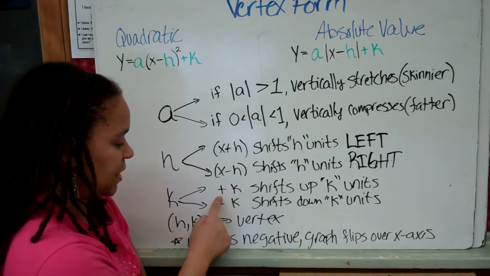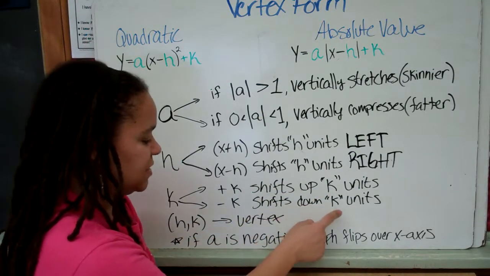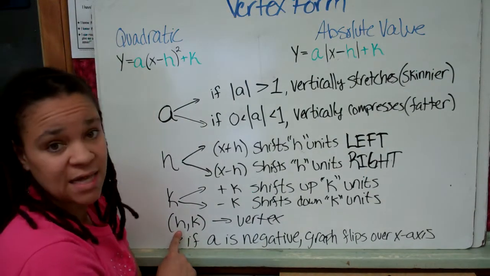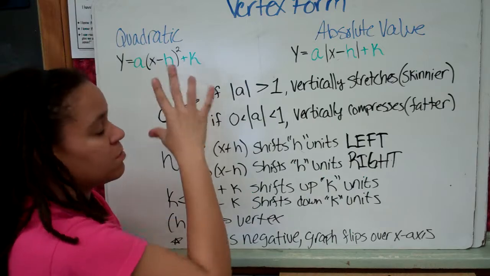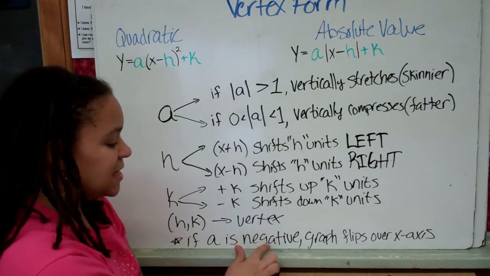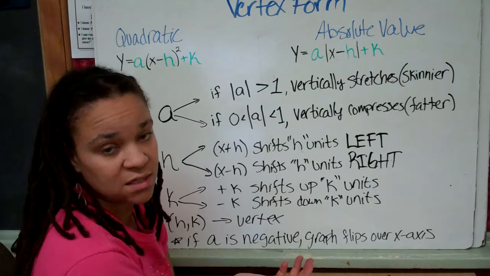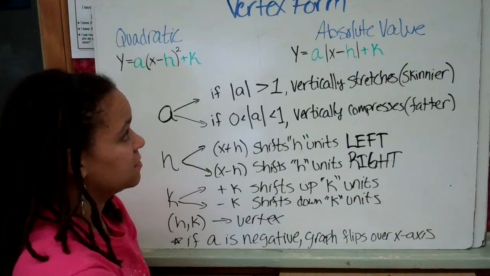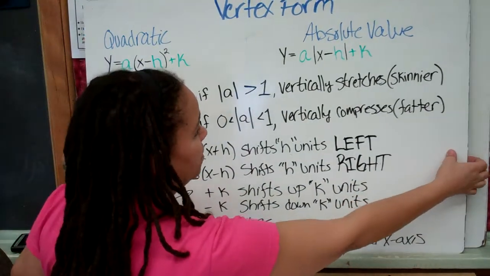K follows the sign like you would think. If it says plus k, it shifts up. If it says minus k, it shifts down. And our vertex is actually (h, k). So if you just look here and grab those numbers and put them in as an ordered pair, that is the vertex. Notice if a is a negative number, the graph flips over, or reflects over, the x-axis. So this is all the information you'll need. Now let's put it together and do something with it.